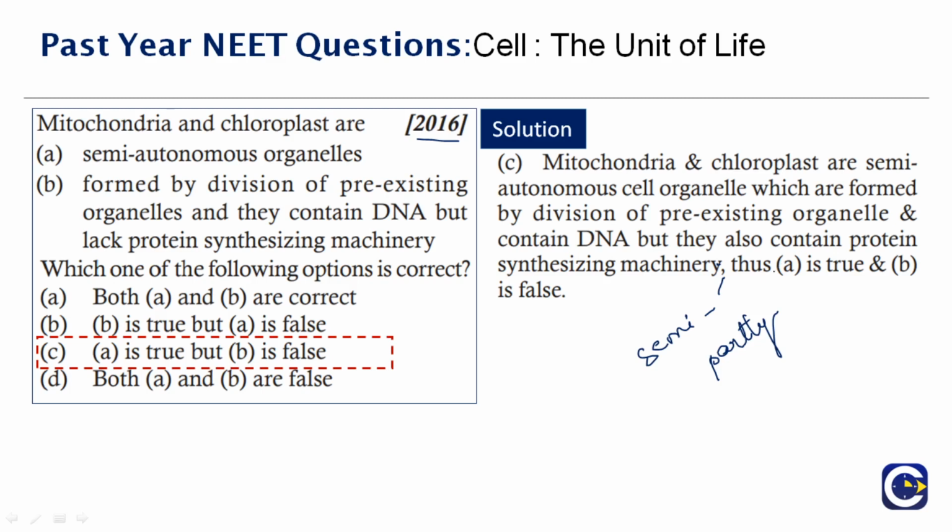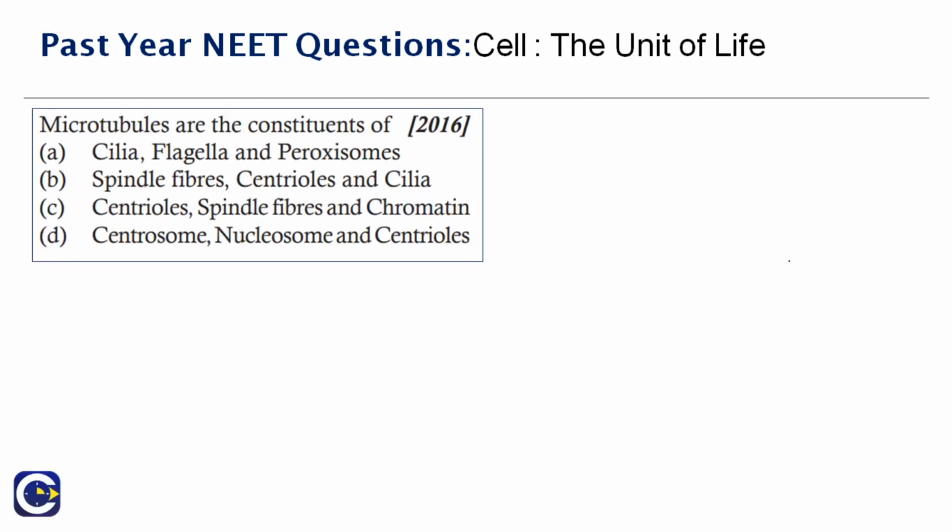So A is true but B is false. They are formed by the division of pre-existing organelles, and they contain DNA, but they also contain protein synthesizing machinery. Here they have mentioned they lack protein synthesizing machinery, but they actually contain it also. Therefore, the correct answer is option C. Now let's move to the next question here.